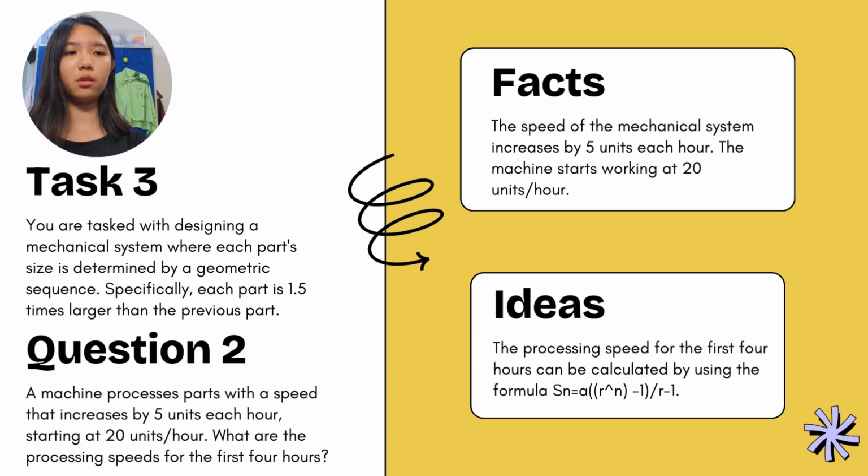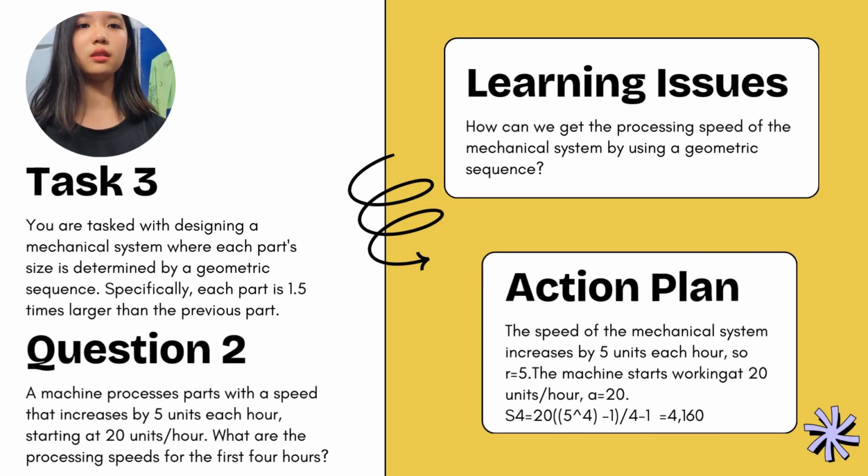For question 2, a machine processes parts with a speed that increases by 5 units each hour, starting at 20 units per hour. What are the processing speeds of the first 4 hours? The fact of this question is the speed of the mechanical system increases by 5 units each hour. The machine starts working at 20 units per hour. The idea for this question is the processing speed of the first 4 hours can be calculated by using the formula Sn equals A times R to the power of n minus 1 over R minus 1. The learning issue of this question is, how can we get the processing speed of the mechanical system by using a geometric sequence?